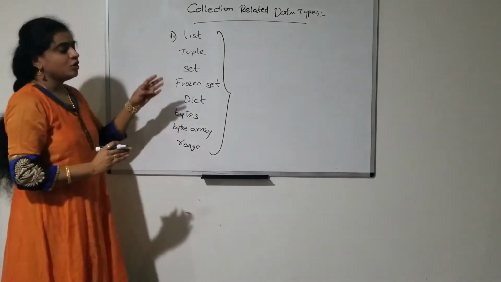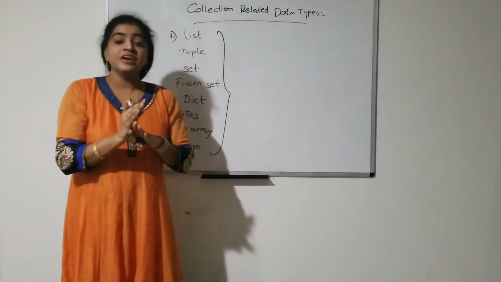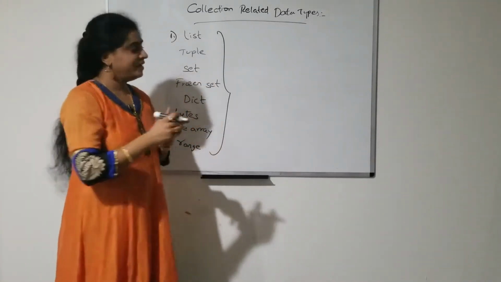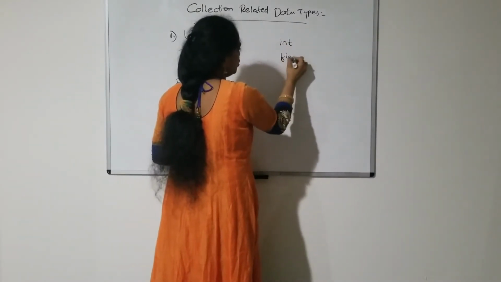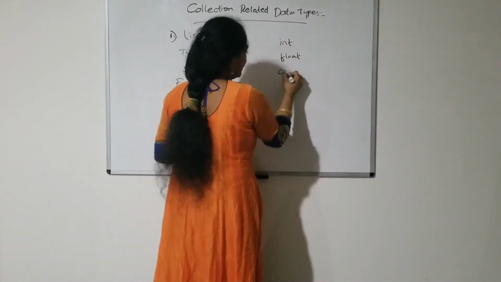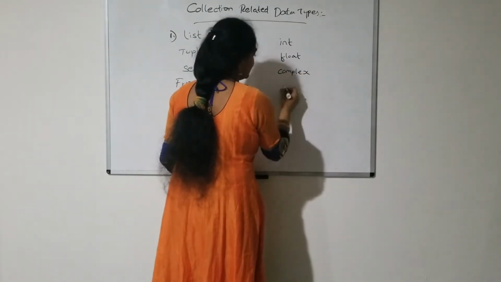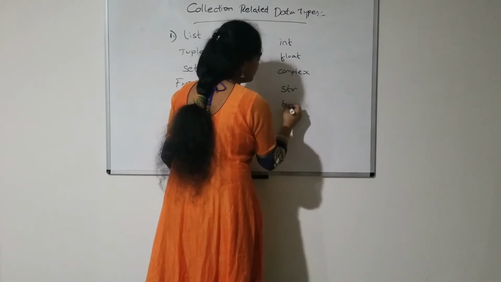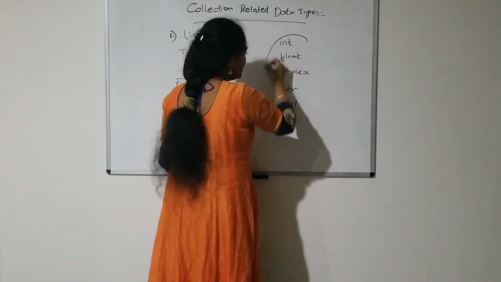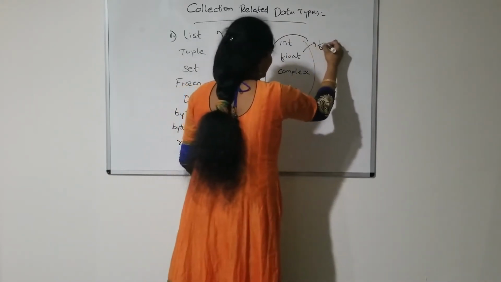Previously we have seen fundamental data types. What are those? Int, float, complex, string, and the last one is bool, right? So, all these are fundamental data types.